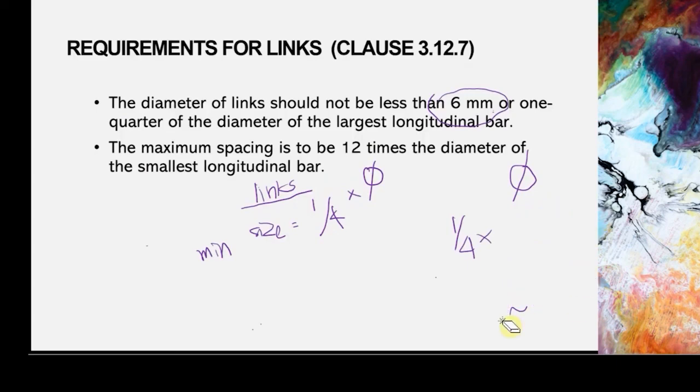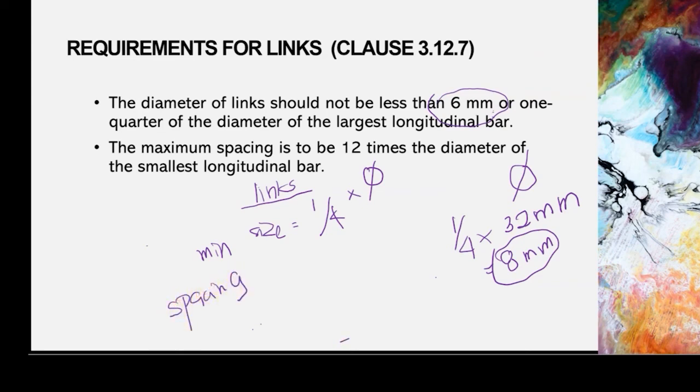And if 1/4 times, perhaps your bar is 32 mm, then 1/4 times 32 is 8 mm. So we will use 8 mm, because 8 mm is bigger than 6 mm, which is the minimum size. If you get lower, you take 6 mm. If you get more, use that value. Okay, and also another one, here it also states the maximum spacing.